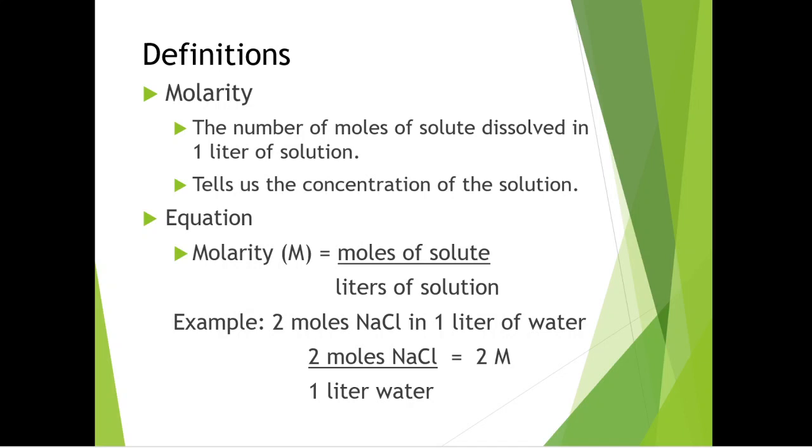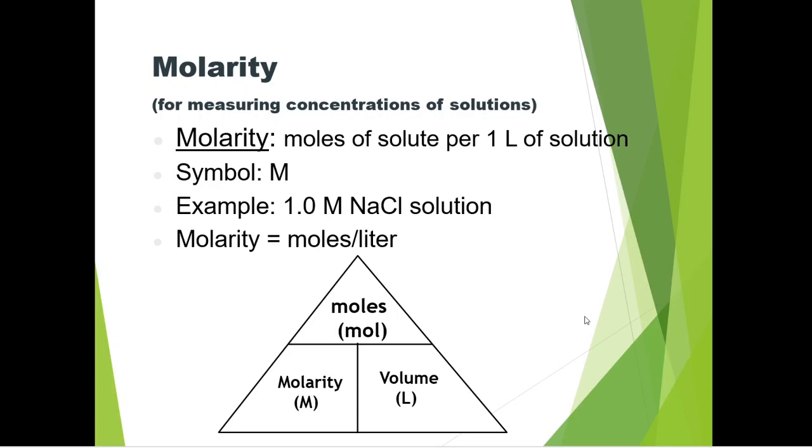The equation for molarity is molarity equals the moles of solute divided by the liters of solution. For example, if there's 2 moles of sodium chloride in 1 liter of water, it's 2 moles of sodium chloride divided by 1 liter of water equals 2 molarity. When we do that, we can set up what I call a triangle. Molarity is the moles of solute per 1 liter solution. The symbol we use is an uppercase M. For example, we would write 1.0 M sodium chloride solution, and the molarity equals moles per liter.